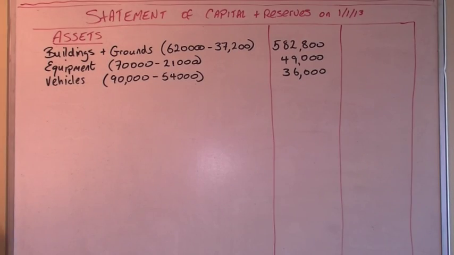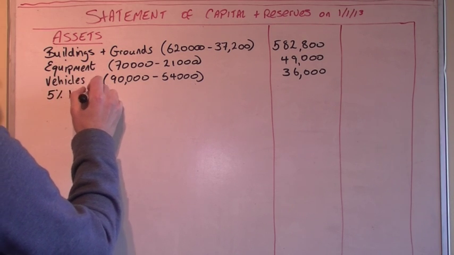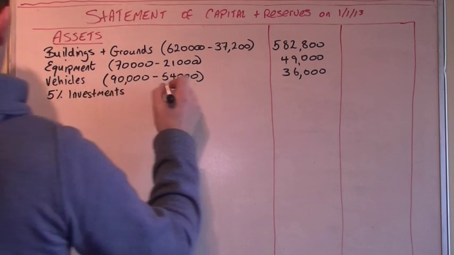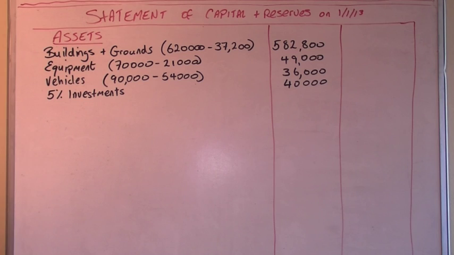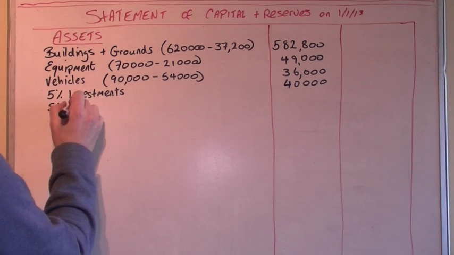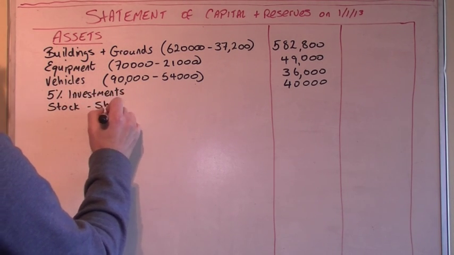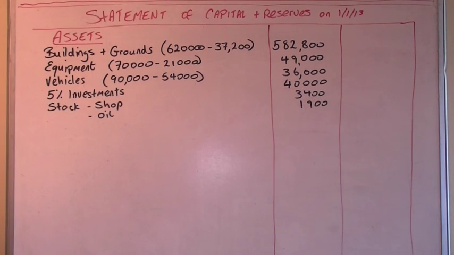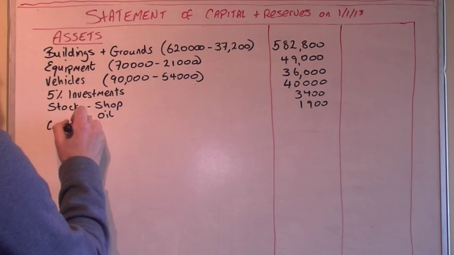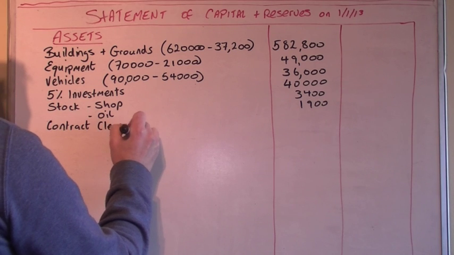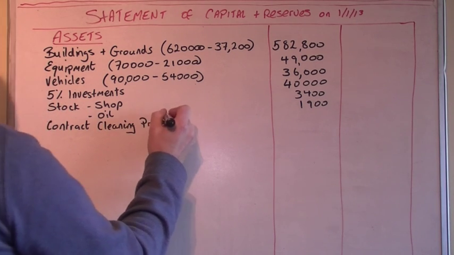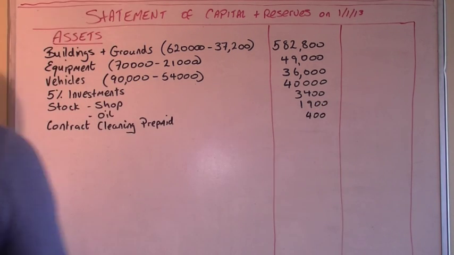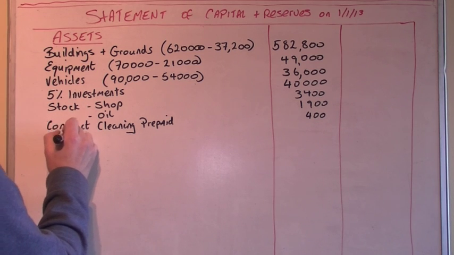Moving on, we look now at our investments, and according to the question we have 5% investments which are worth €40,000. Next up is our two items of stock. We have an opening stock of the shop, 3,400, and stock of oil, 1,900. We also have contract cleaning, which we have prepaid, of €400.